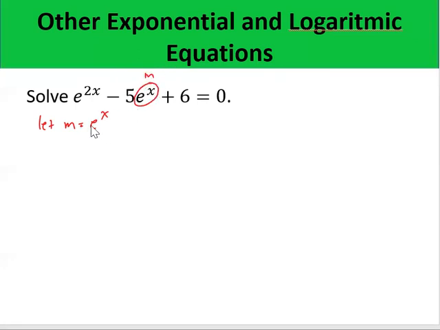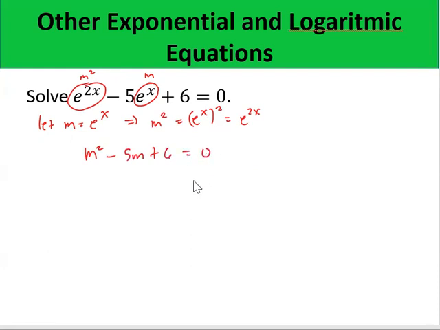And then since e raised to x is equal to m, then e raised to 2x will be m squared. So when we square m, it's going to be e raised to x squared, which is e raised to 2x. So that means e raised to 2x can be replaced by m squared, which means our equation now will become m squared minus 5m plus 6 is equal to 0.